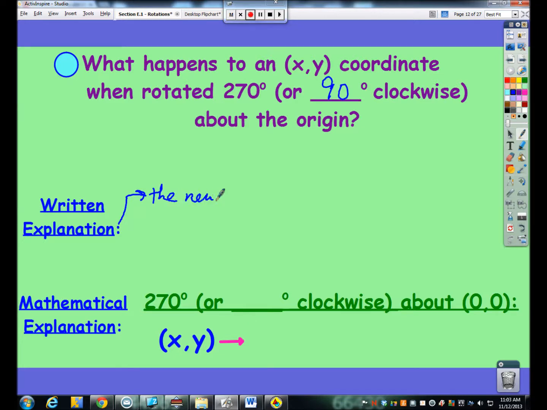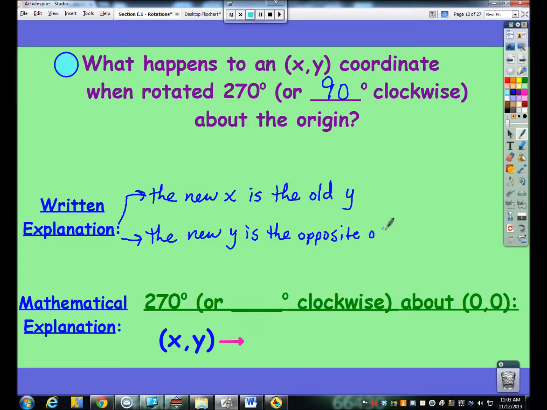So the new x is the old y, and the new y is the opposite of the old x. All right, so if our new x is the old y, then that would just be that. That's our new x is now our old y. And our new y is the opposite of the old x.